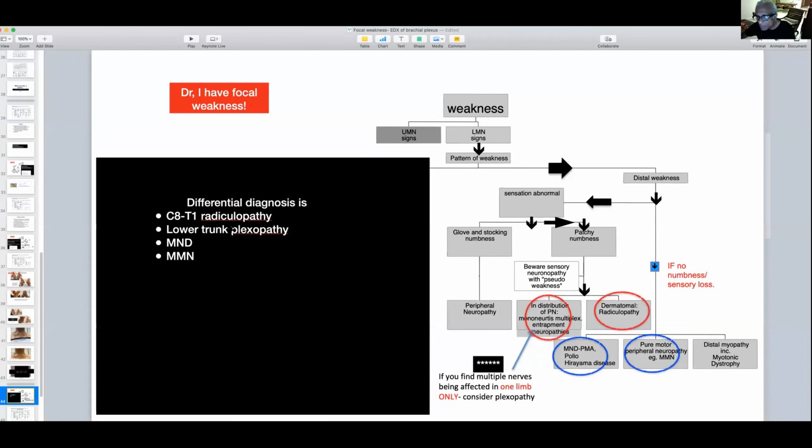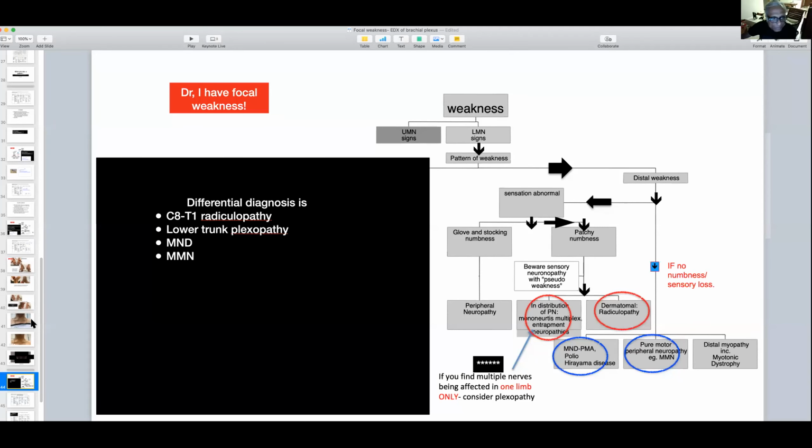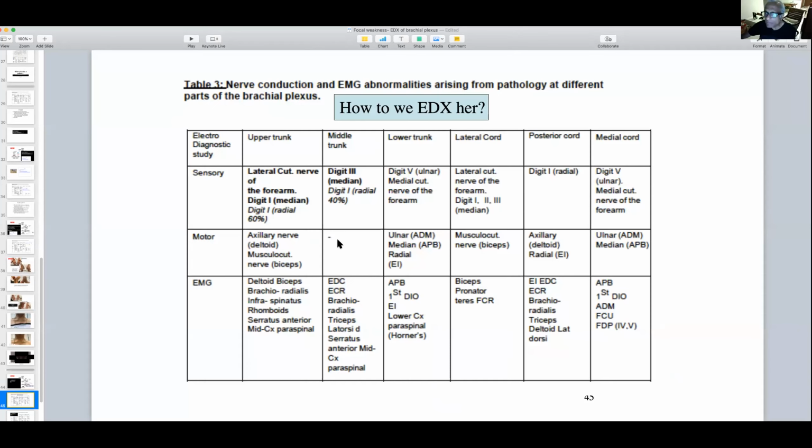So it looks like the candidates for this race are all racing, and they all seem to be equally likely to win the race. It could be C8-T1 radiculopathy, it could be lower trunk plexopathy, it could be motor neuron disease of some sort, or it could be MMN. So what do we do? Well, we go to our faithful table. Okay, how do we EDX her?